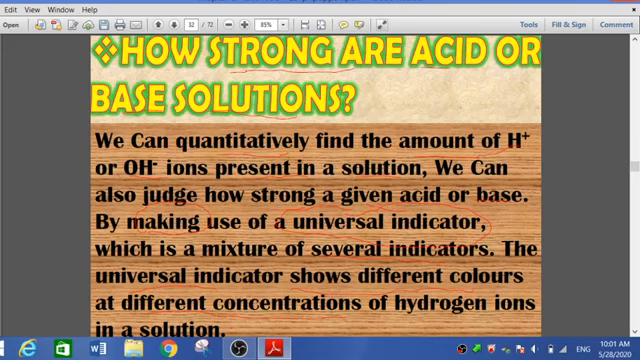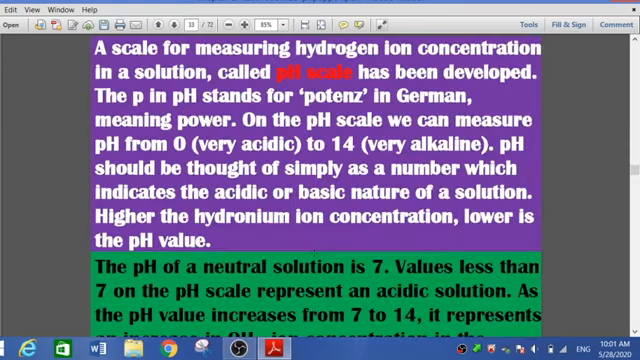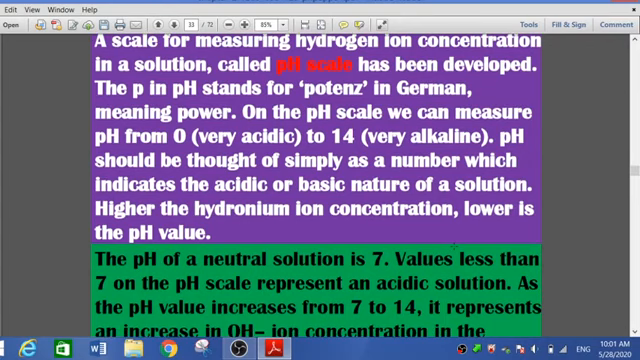Now we have to go for the concentration, that is the pH scale. What is the meaning of pH scale? A scale measuring hydrogen ion concentration in a solution is called the pH scale. It was developed by a German scientist, Sorensen. P stands for potenz in German, meaning power.